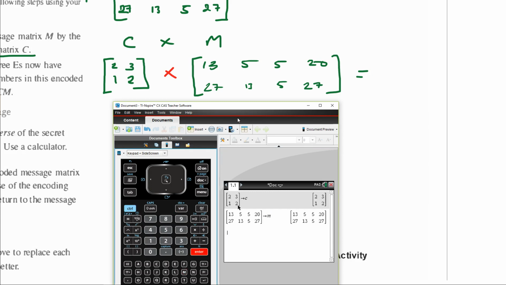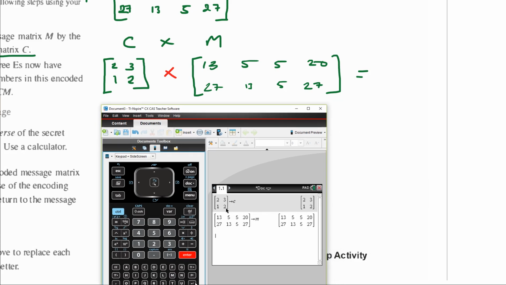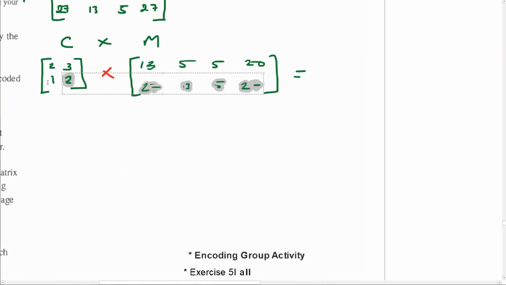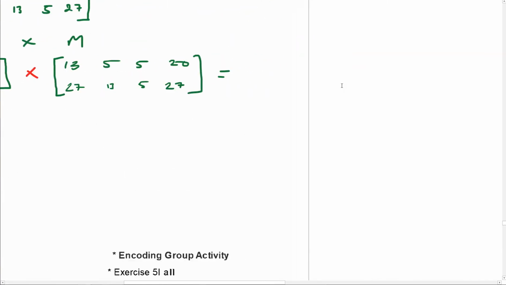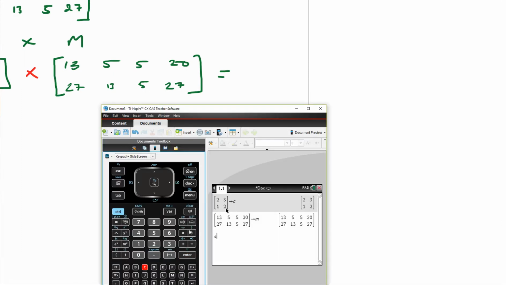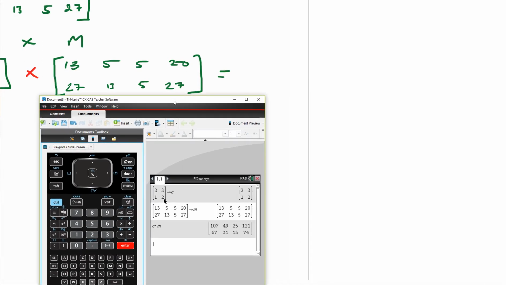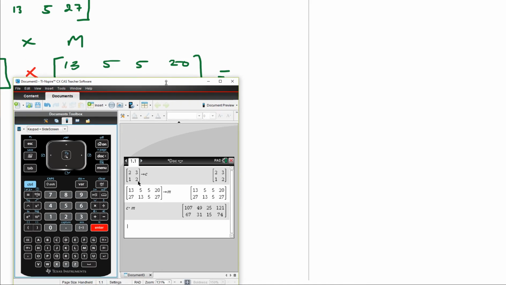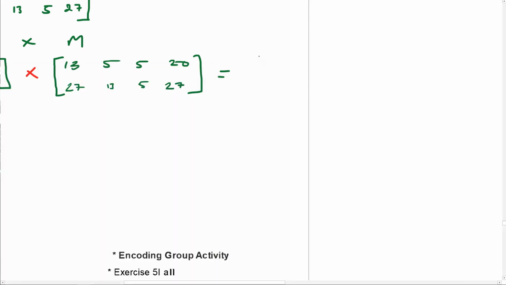Alright, so to encode it, and remember the general rule that I gave you. To encode a message, it's this encoding matrix multiplied by your message. So when you do that on your CAS, C multiplied by M equals that 107, 49, 25, and all that. Okay, so let me write it all down.